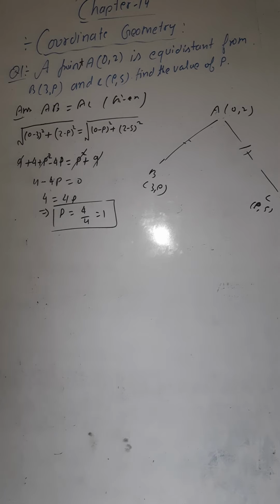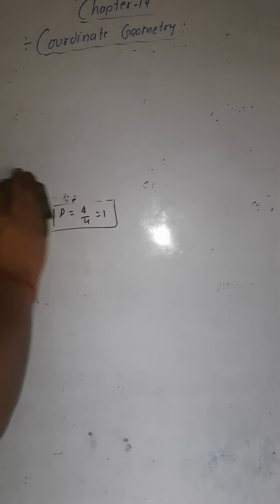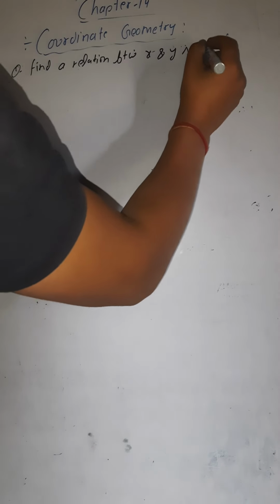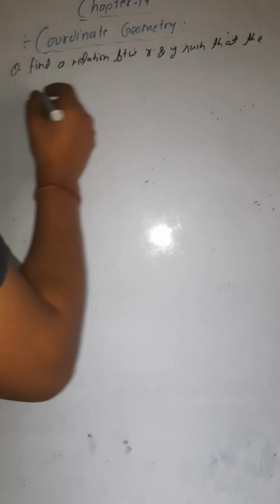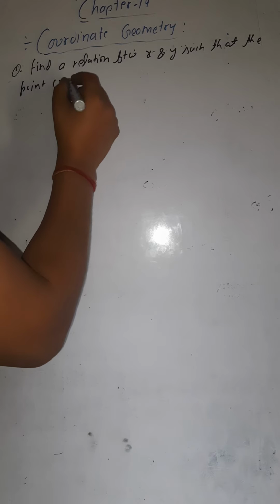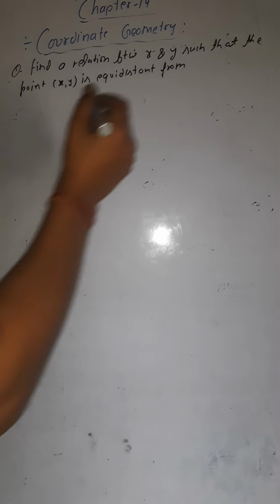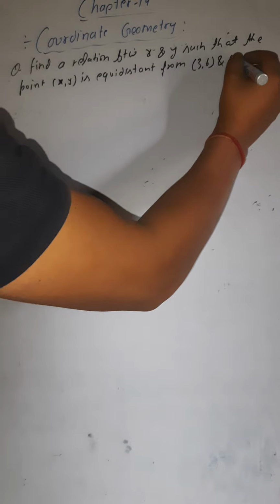So this was your first question for today. Now write down the second question. The second question is, let me write the question. Find a relation between x and y such that the point (x,y) is equidistant from (3,6) and (-3,4).